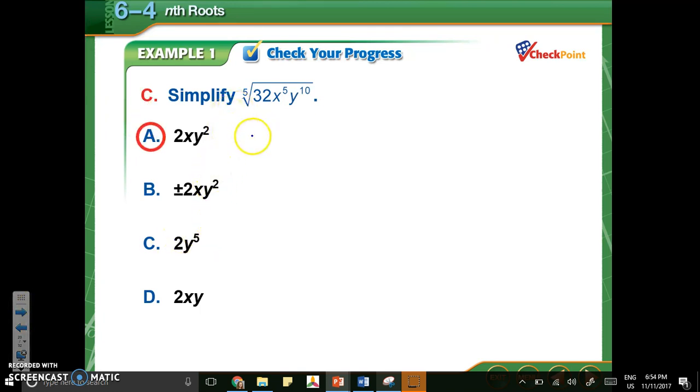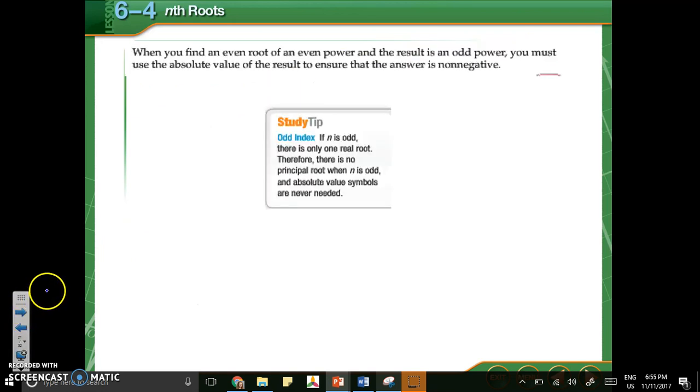This is not a plus or minus situation. It's an odd root. 5th root of 32 is 2. 5th root of x to the 5th is x. And the 5th root of y to the 10th is y squared. Okay, this is an important thing that's a little bit different than what we've talked about before.